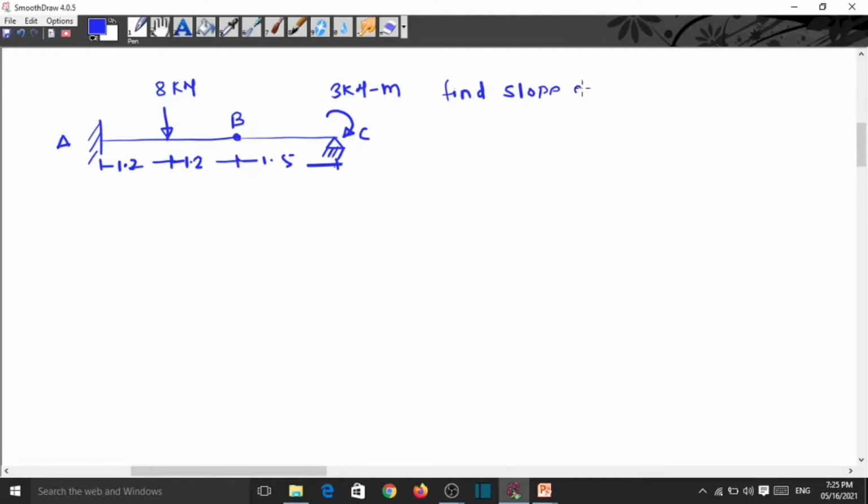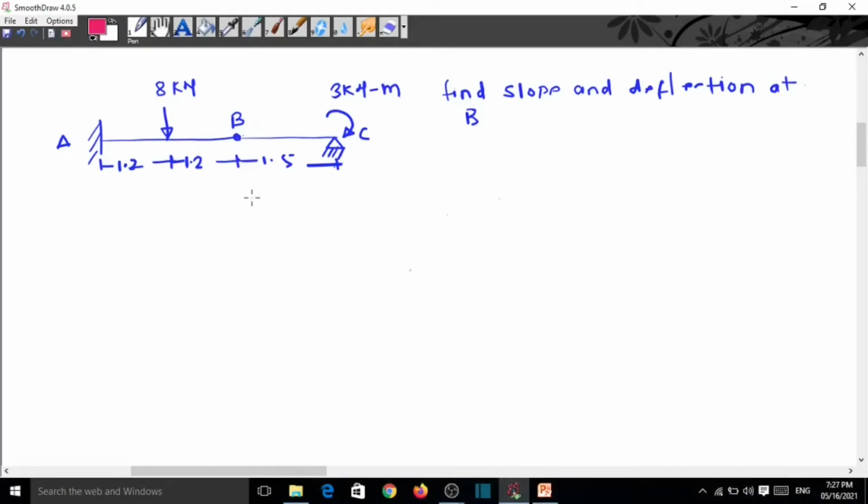Then we have to find the slope and deflection at here. Now suppose if you draw the deflected shape of this, the beam is like this. This is the deflected shape now. So we can see that here.